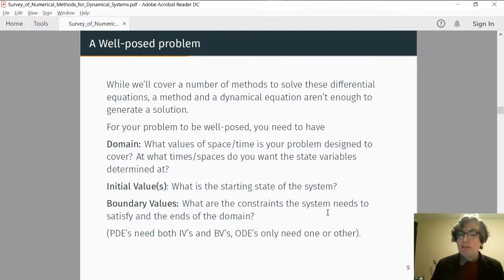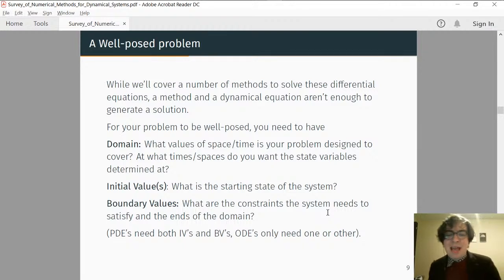You will also generally need initial values. Like, how is the system starting out? If I don't know how the system is behaving at the beginning when I start modeling it, what the system looks like, how can I possibly answer what it's going to look like? You don't have that information, so you need those initial values as well.